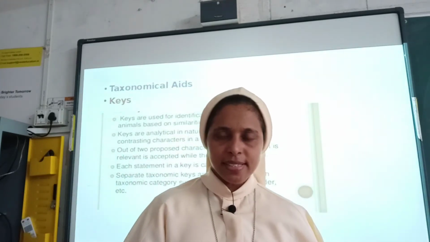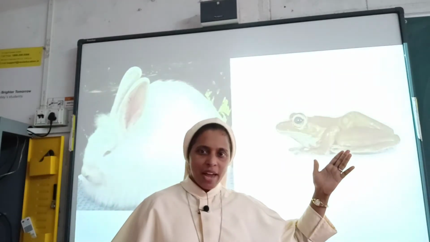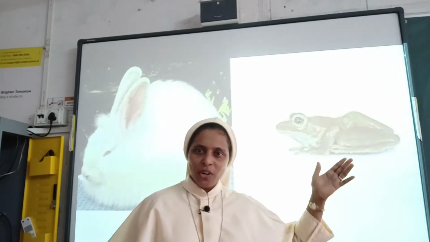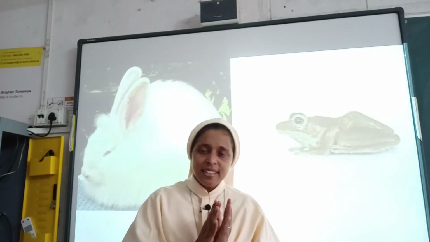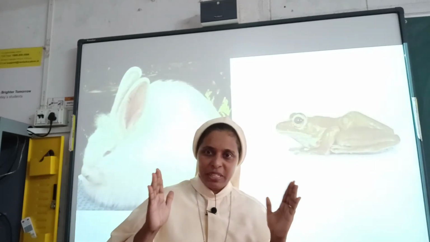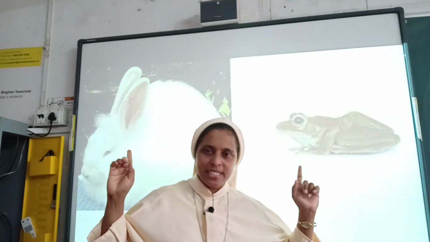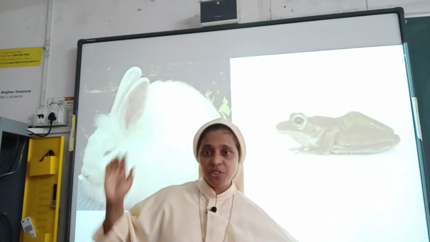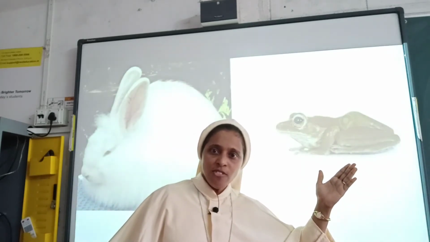For example, let us see here. If we say rabbit, can you see the rabbit here? So the rabbit has fur, and the frog, the amphibian, this animal doesn't have fur, but the rabbit has fur. So here there is a clear-cut difference between these two organisms. Okay, so the rabbit has fur and the frog doesn't have fur.